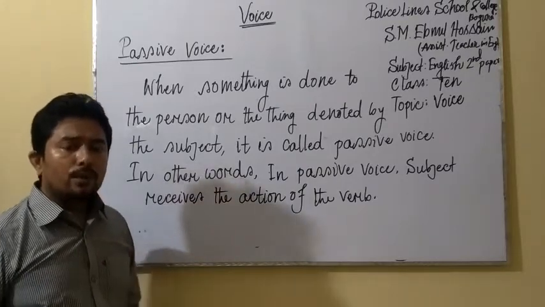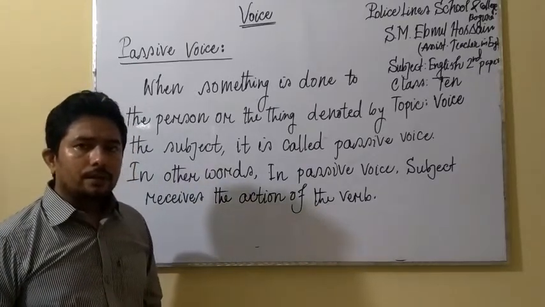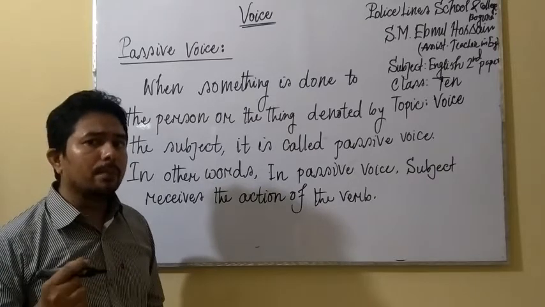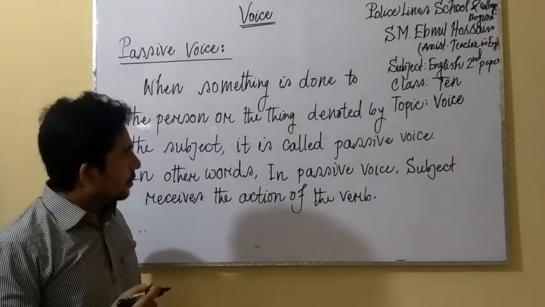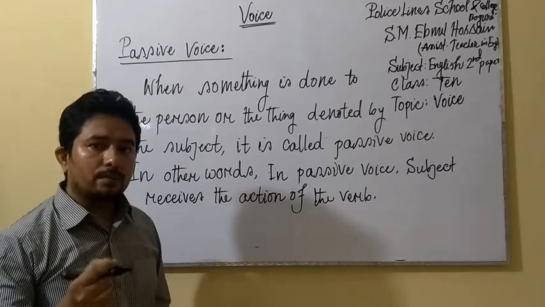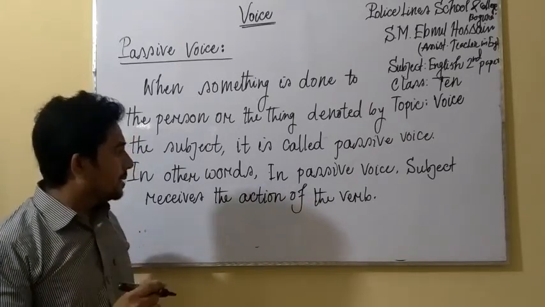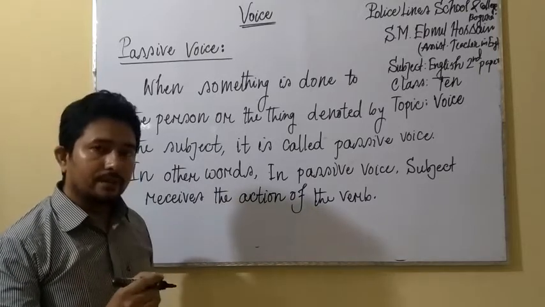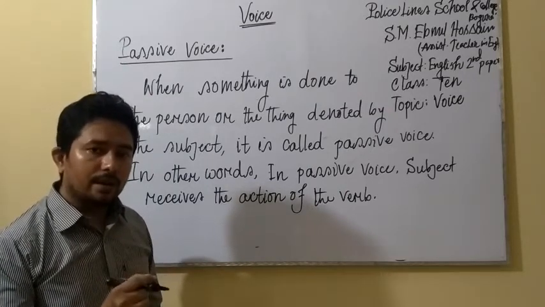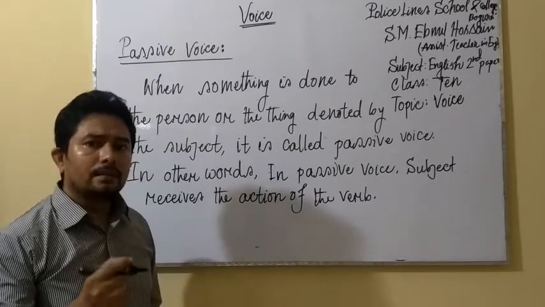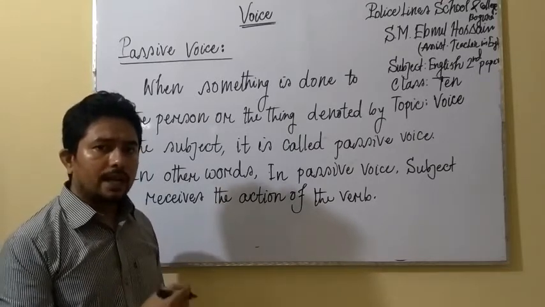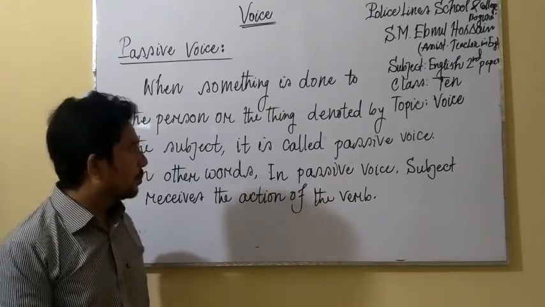In the active voice, we noticed that the subject is the doer of the action of the verb, but in the passive voice, the subject is not the doer of the action of the verb, rather the subject receives the action of the verb. This is the major difference between the verb forms in active voice and passive voice. Now I am going to write down an example in support of this definition.